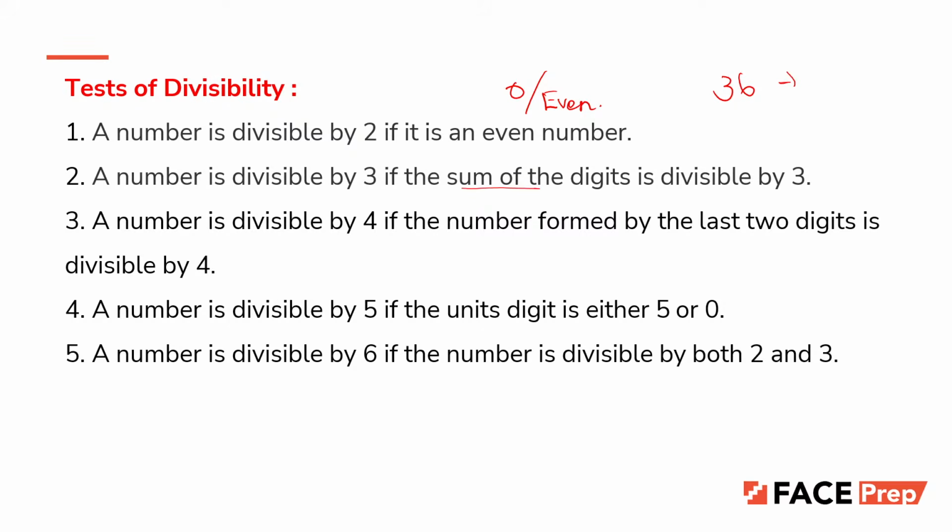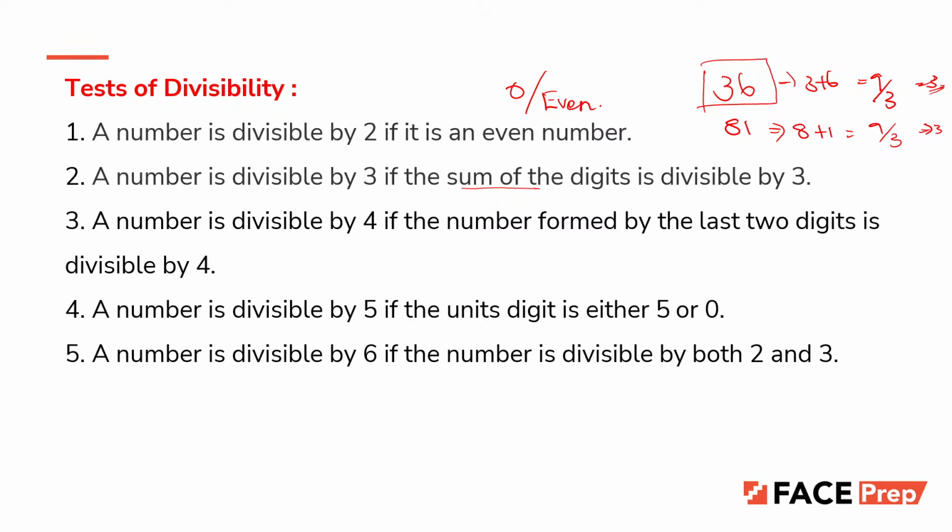How can I apply that? That is 3 plus 6, I get the value 9, and when I divide 9 by 3, I get 3, right? So obviously the number 36 is also divisible by 3. Similarly, if they give you 81, I take 8 plus 1, which is 9. 9 divided by 3, again I get 3. This is how you check the divisibility rule of 3. I hope this is clear for everyone.